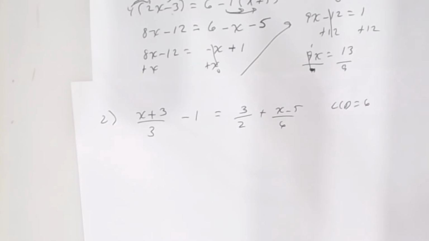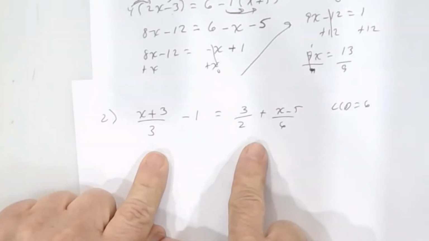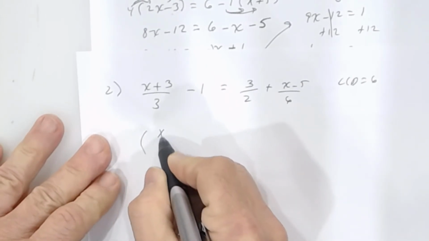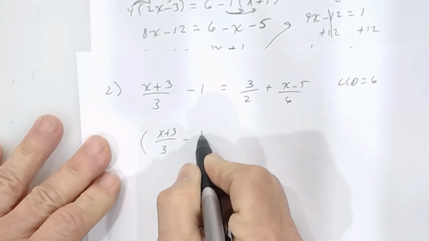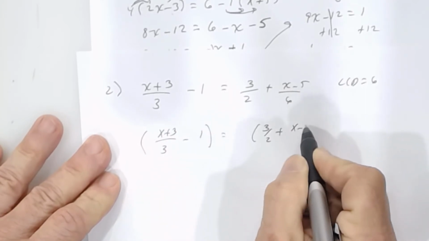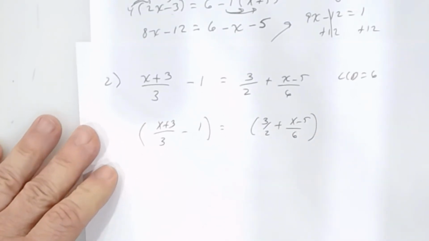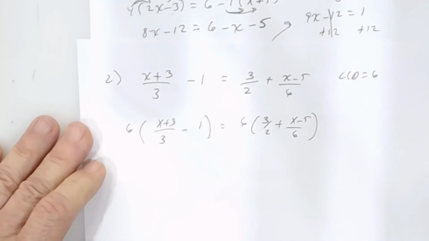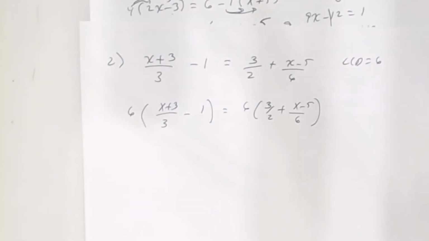Multiply both sides by the LCD, by 6. Now, since both sides had more than one fraction, I'm going to put both of them in parentheses. So (x plus 3 divided by 3 minus 1) equals (3 halves plus x minus 5 divided by 6) in parentheses. And all I do now is multiply by 6. Multiply this by 6, multiply this by 6. So notice I did insert some parentheses. Now I have to get rid of these parentheses. How are you going to get rid of the parentheses? Distributive property.